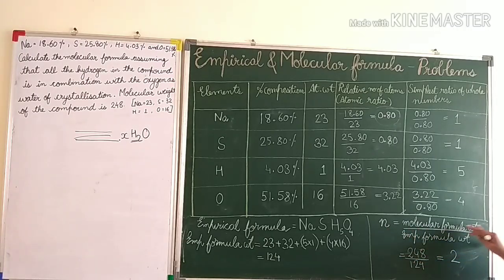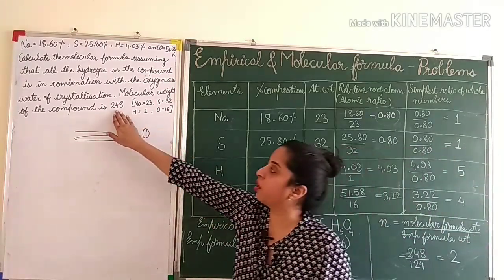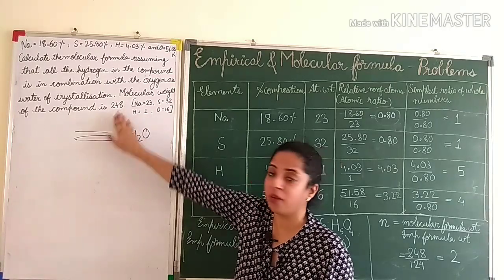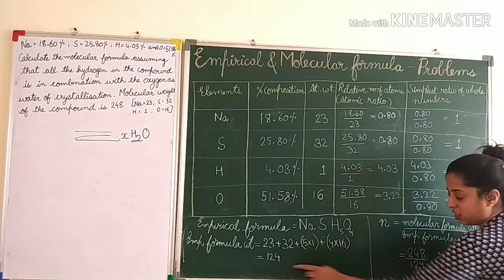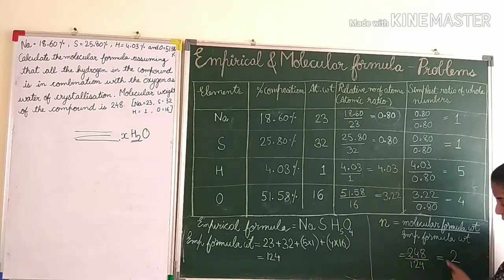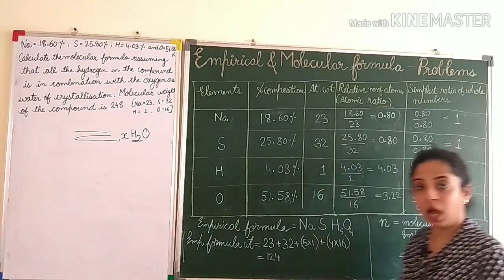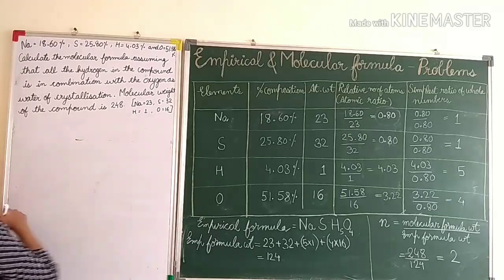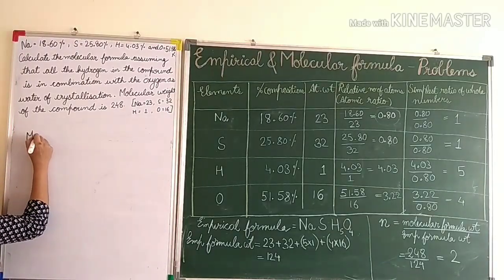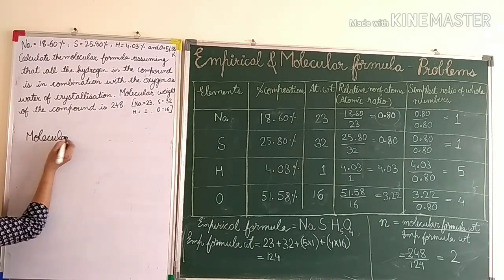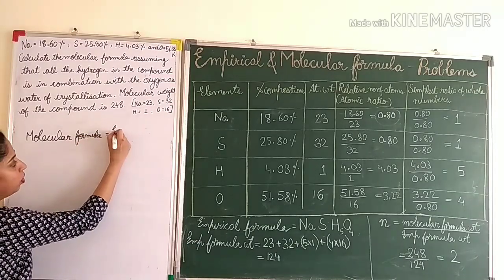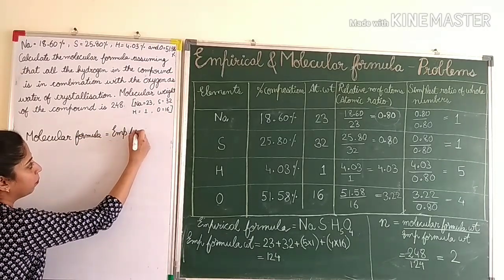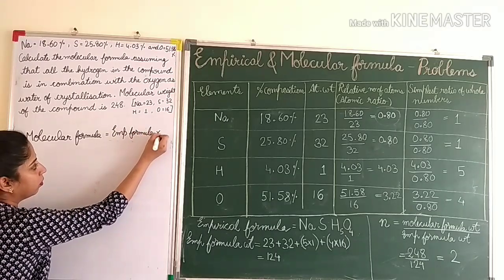Now, we know N is molecular formula weight upon empirical formula weight. In the question, molecular formula weight is given as 248. So here 248 upon empirical formula weight, that we calculated here. So N came out to be 2. Now, we know that molecular formula, right? We know molecular formula is equal to empirical formula into N, right?